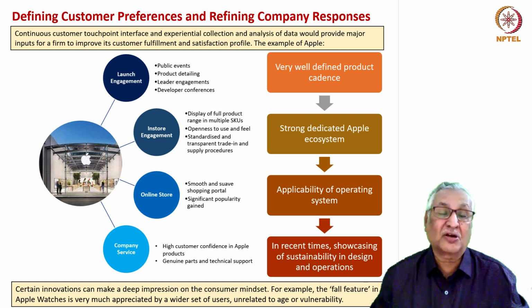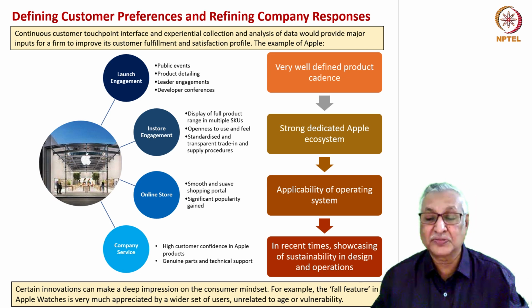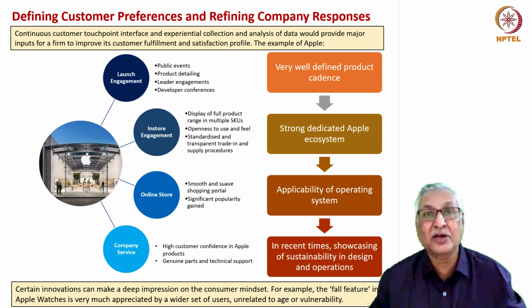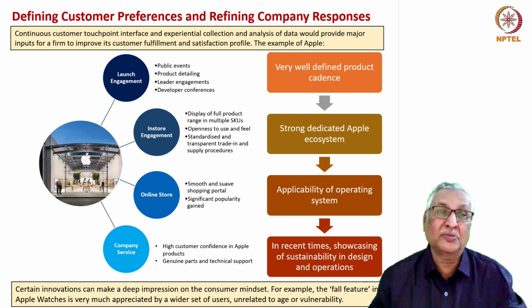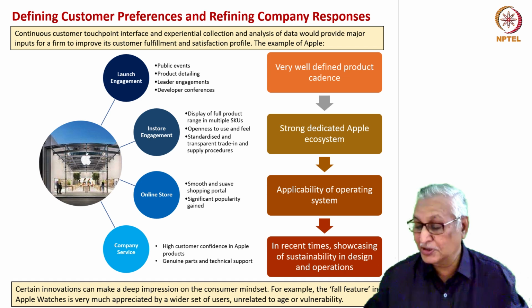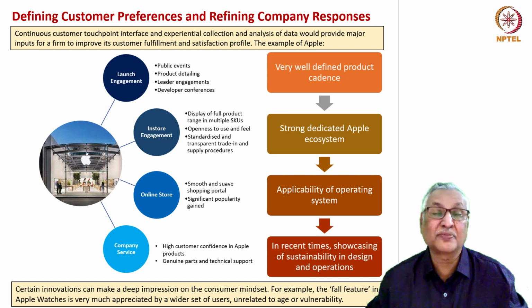Certain innovations of companies make deep impressions on the consumer mindset. In respect of Apple, the fall feature in the Apple Watches is very much appreciated by a wider set of users, unrelated to age or vulnerability. That's how customer relationship management gets built up. That is the deep impression that is made on customer's psyche by the very unique feature of its products.